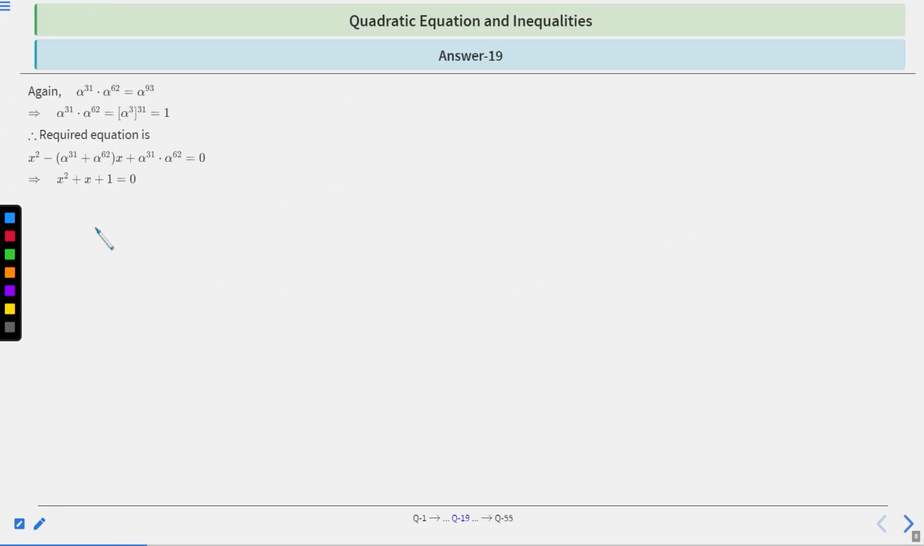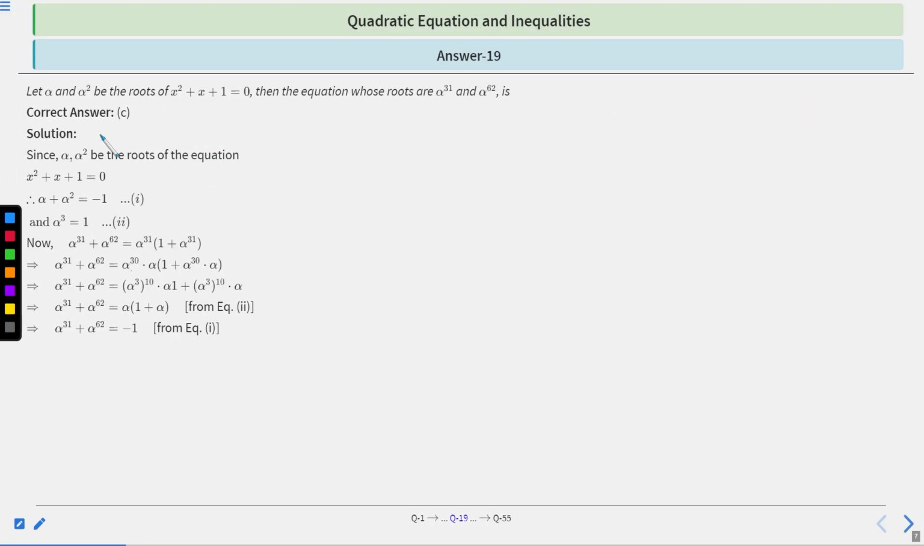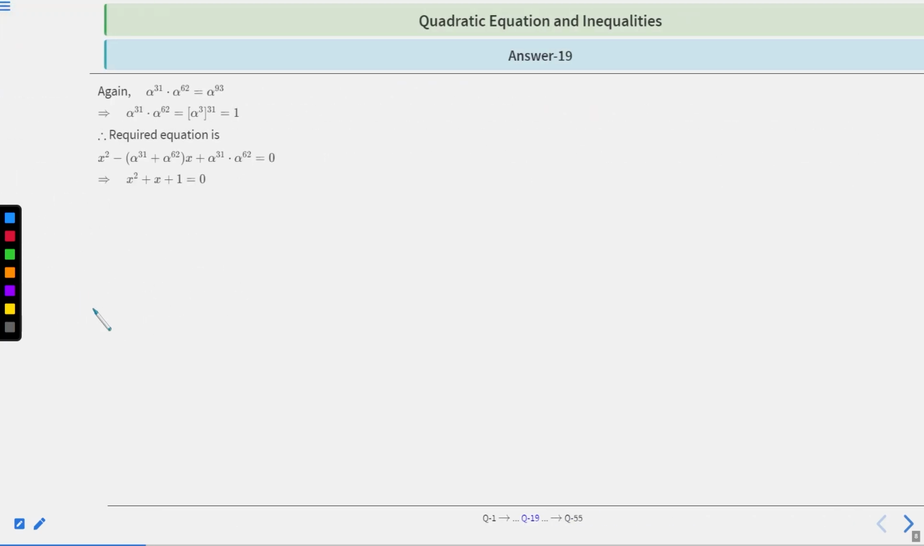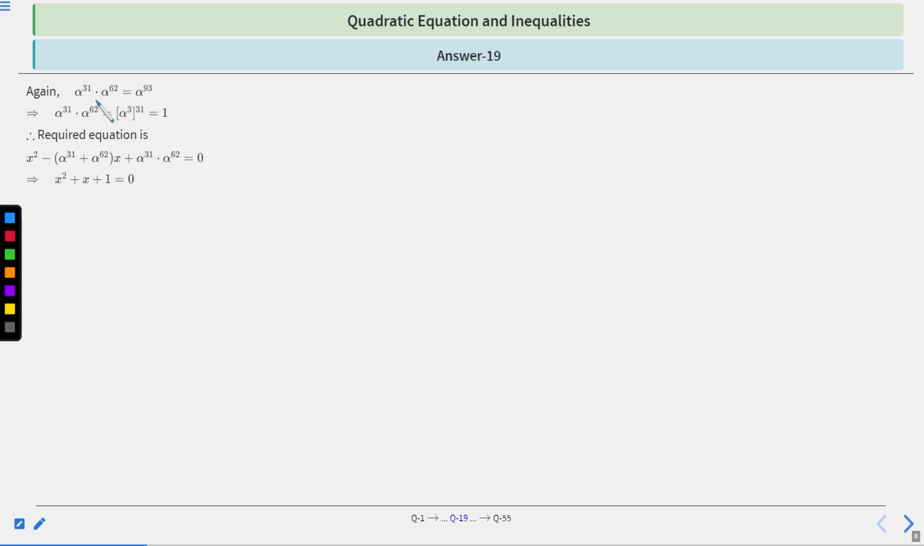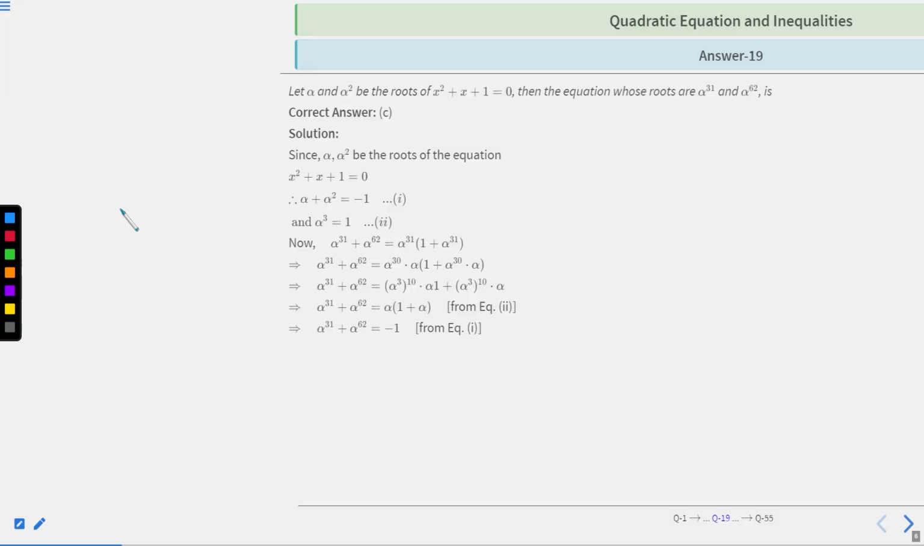And we have to find the quadratic equation basically. That was the sum of roots actually. Sum of roots is minus 1. So product of roots is alpha to the power 31 into alpha to the power 62, which is alpha to the power 93, right? So alpha to the power 93 is alpha cube to the power 31, which is equal to 1. So the required equation is x square minus (alpha to the power 31 plus alpha to the power 62)x plus alpha to the power 31 into alpha to the power 62, which is x square plus x plus 1. So I think option C is the right choice.